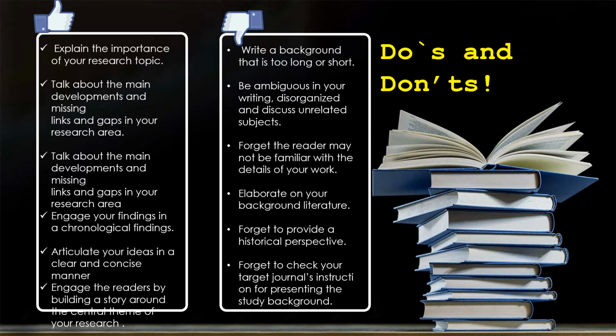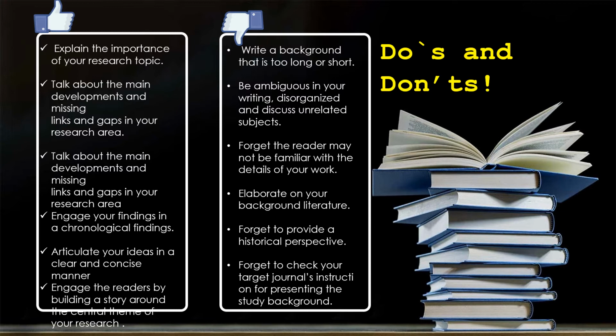Present your findings in chronological order. So, you say chronological, in sequence. For example, if you are doing historical research, from 1995, 96, 97, 98, 99, or either from latest to oldest, no? So, 2000 to 1999, and so on and so forth. Articulate your ideas in a clear and concise manner and engage the readers by building a story around the research.